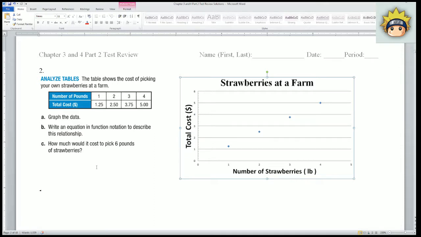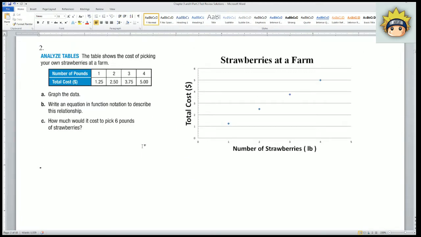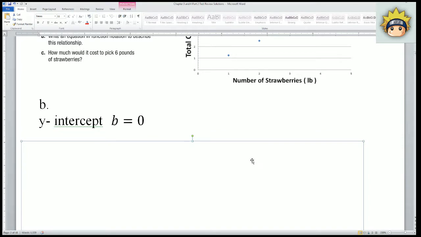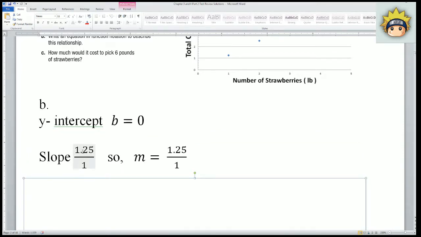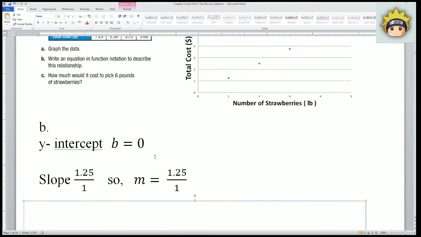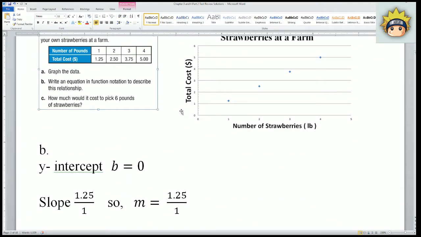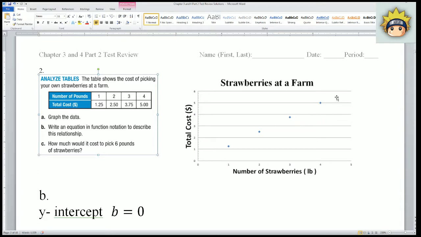Y, total cost. Here it asks us to graph the data, so I did that. Write the equation in function notation to describe this relationship. So the y-intercept is b, and my slope is 1.5 over 1. How did I get that? There are different ways you can count: using the graph, or you can use the chart.